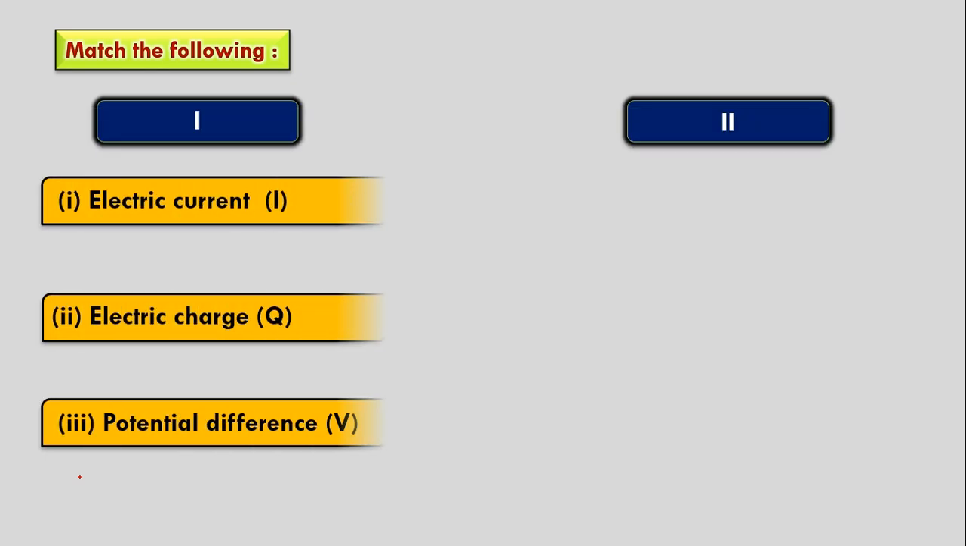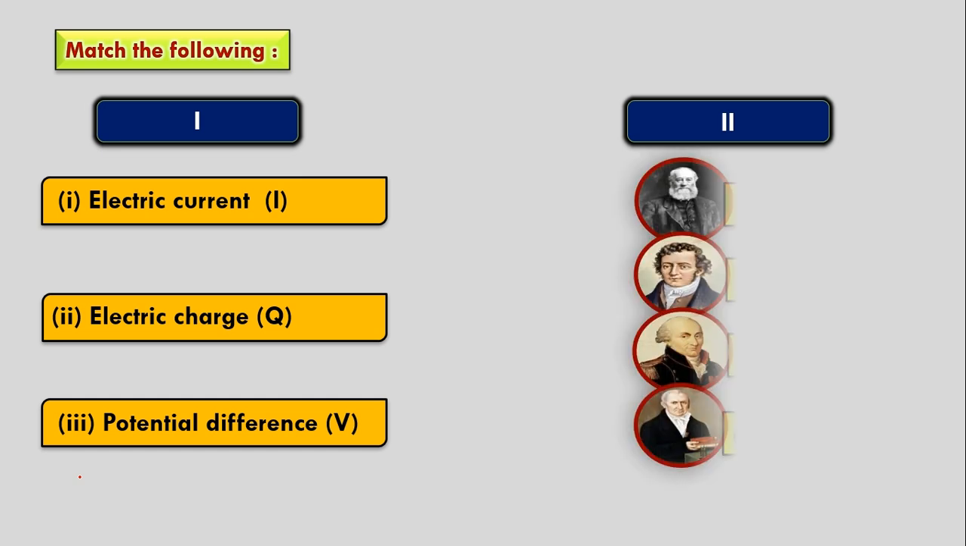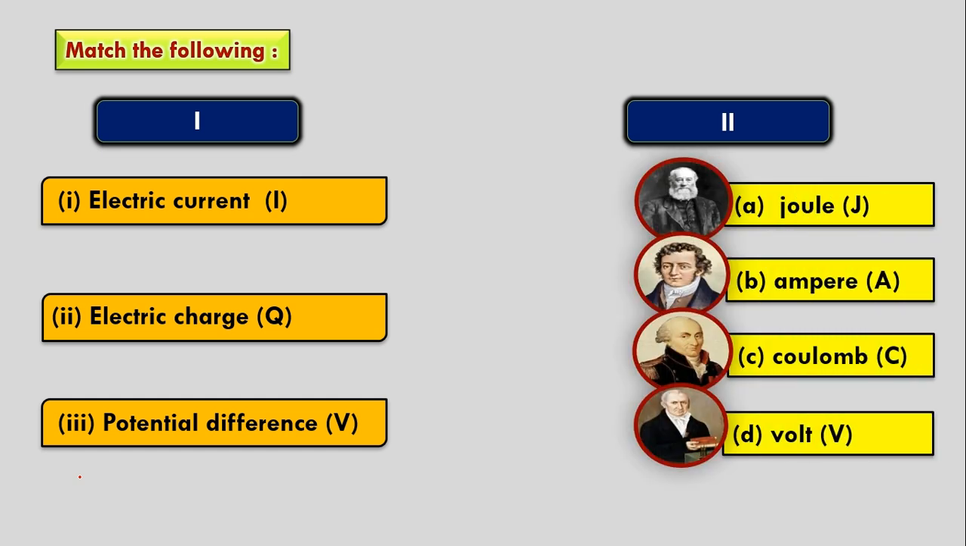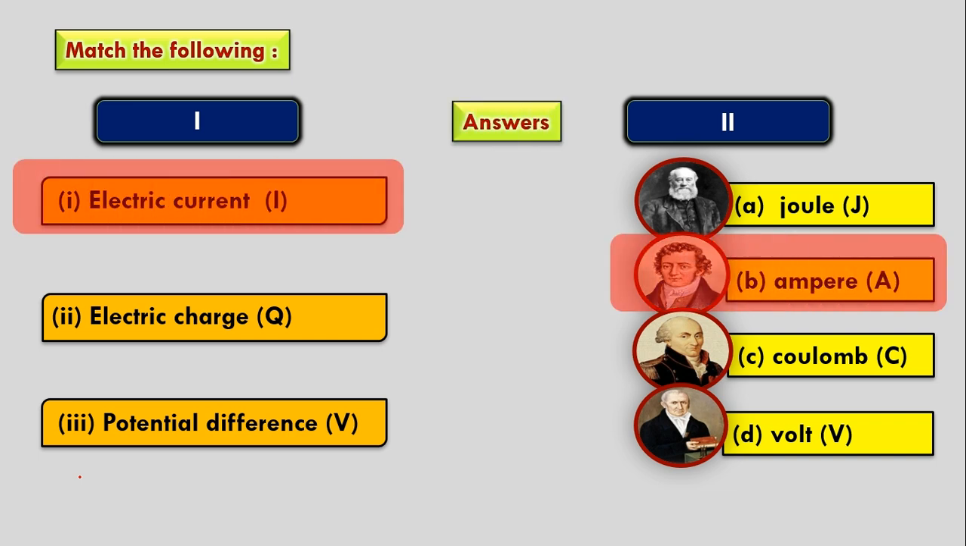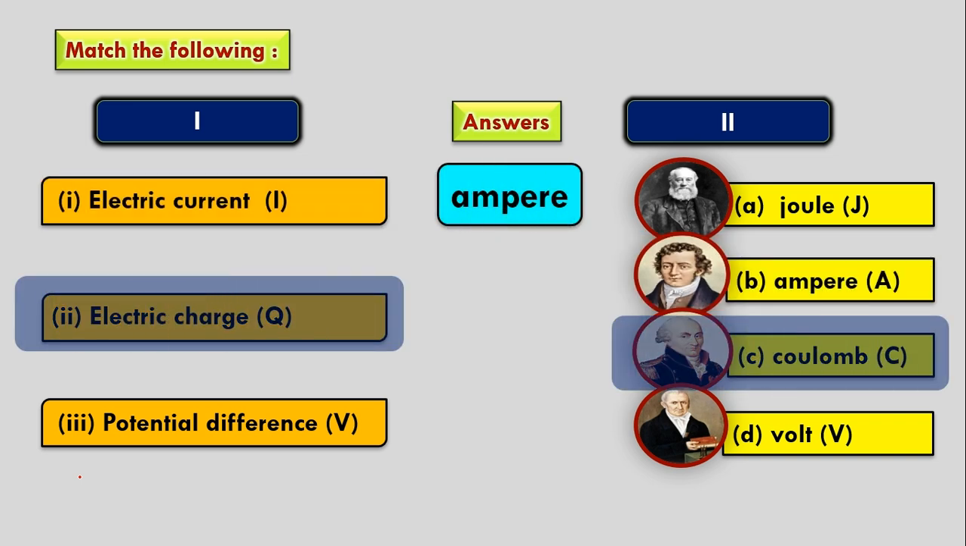So match the following. Whatever we have discussed so far, we have to check with these answers. On the left hand side, we have electric current, electric charge, and potential difference. On the right hand side, current is measured in terms of amperes. So electric current is option B, ampere. And electric charge, coulombs, is option C for the second one. Potential difference, volta. Okay, volta is the right answer, option D.